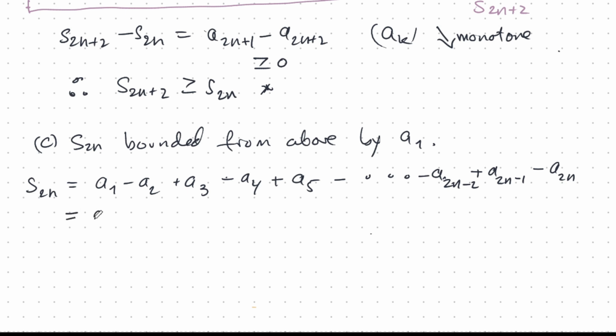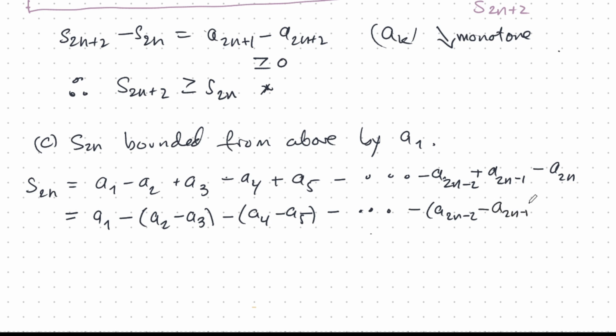Now let's do a bit of algebra here. Let's factor out the minus. So I have A2 minus A3 minus A4 minus A5 like that, and so on and so on. I factor this out: A2n minus 2 minus A2n minus 1, and then minus A2n.